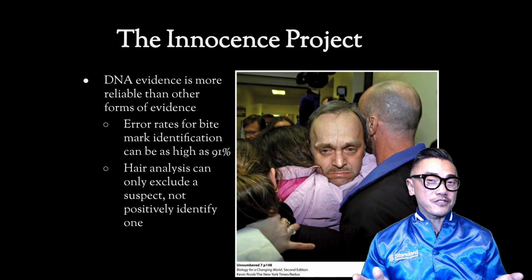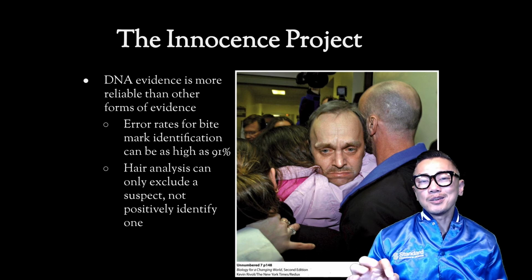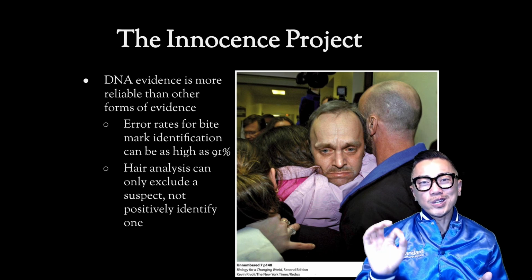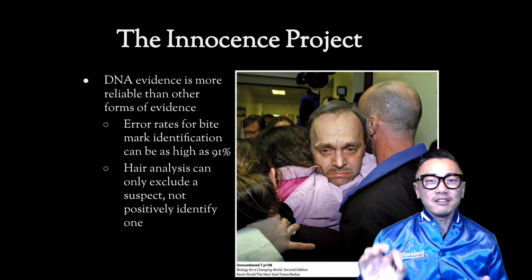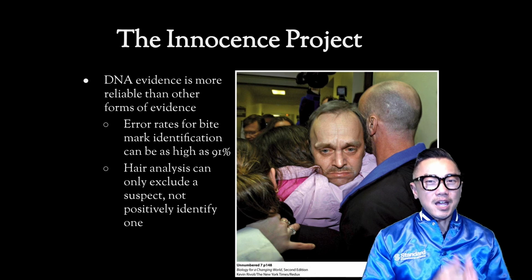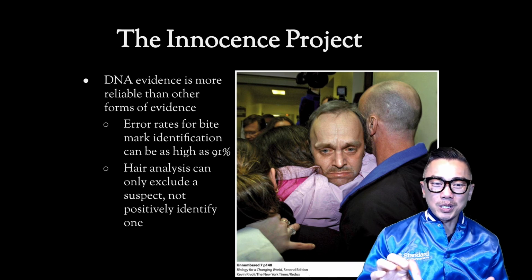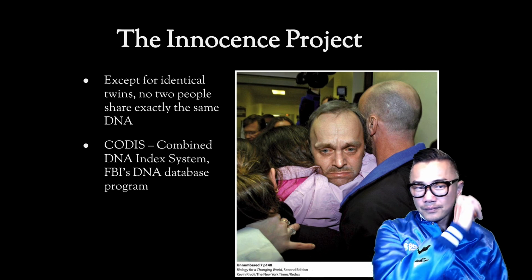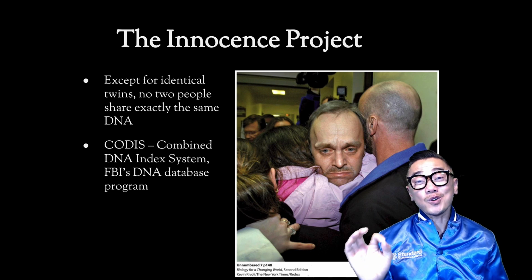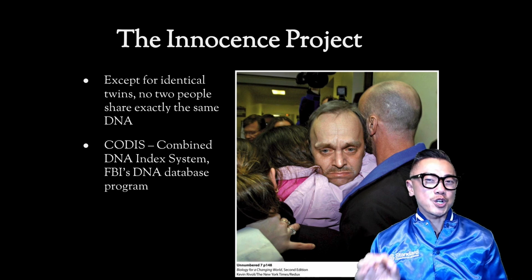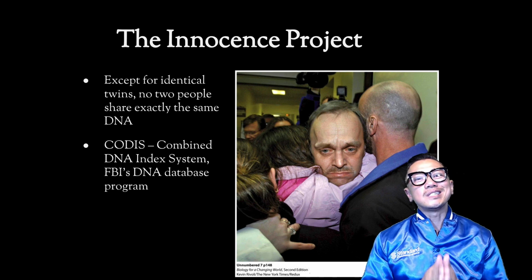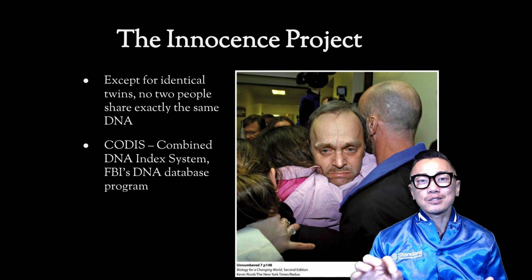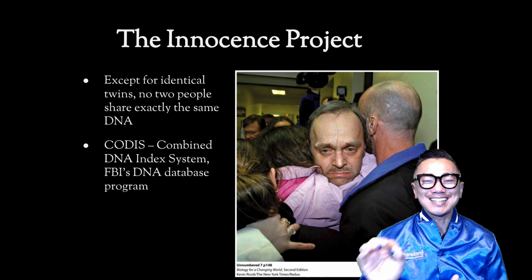While not being perfect, DNA evidence is more reliable than other forms of evidence. For example, bite marks, when used as evidence, can have an error rate of up to 91%. Hair can only be used to exclude people. It cannot positively identify someone. As I mentioned before, except for identical twins, no two people share the same DNA or the same DNA profile. The FBI has a DNA database called CODIS, which stands for the Combined DNA Index System.